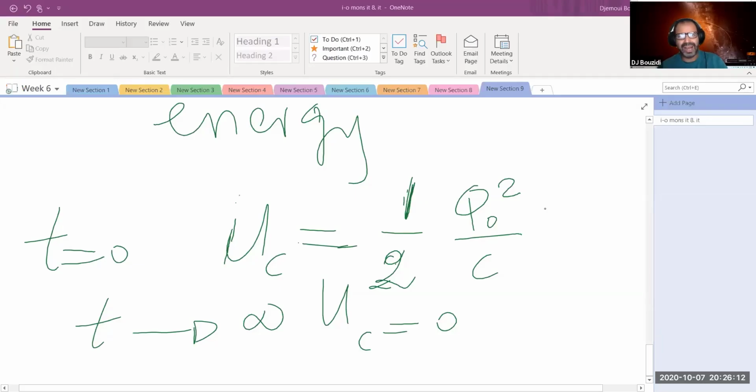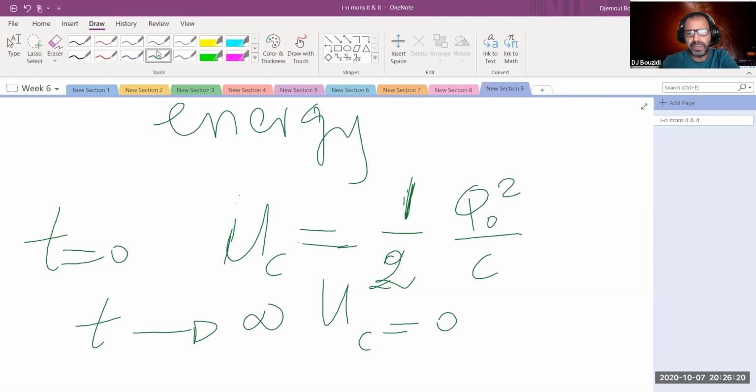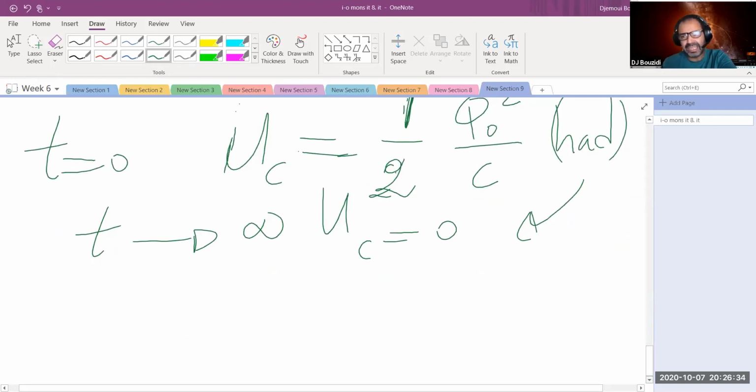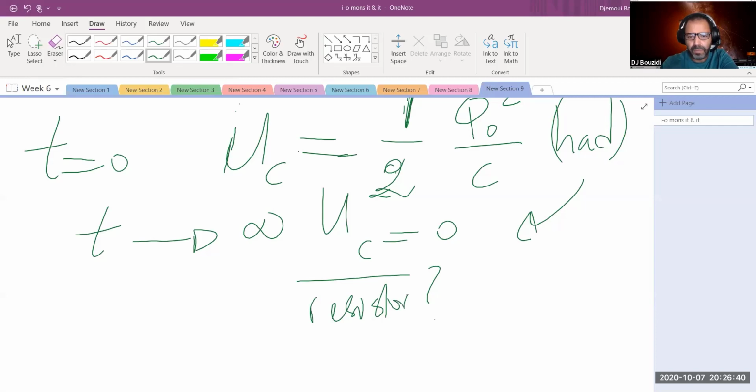So let's find now. This is how much energy we have in the beginning, how much we had to begin with when we started the process. We know we don't have anything at the end when we're done. So the question is, we're suspecting it all went into the form of heat, joule heating actually, in the resistor. And how much must it be? It must be that same quantity, 1/2 of Q naught squared over C. So let's see if it's indeed true.